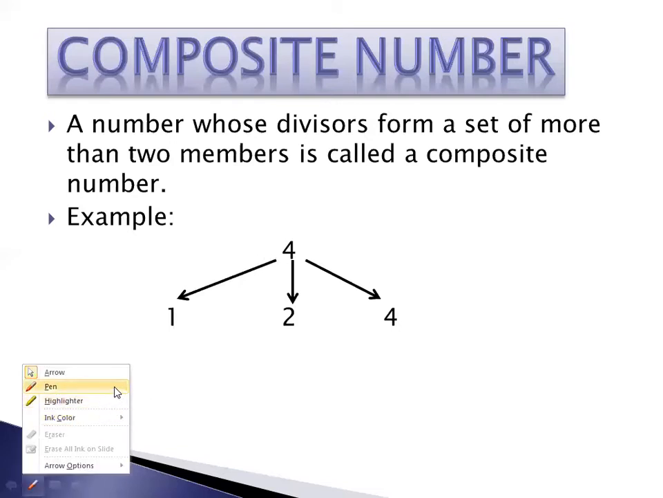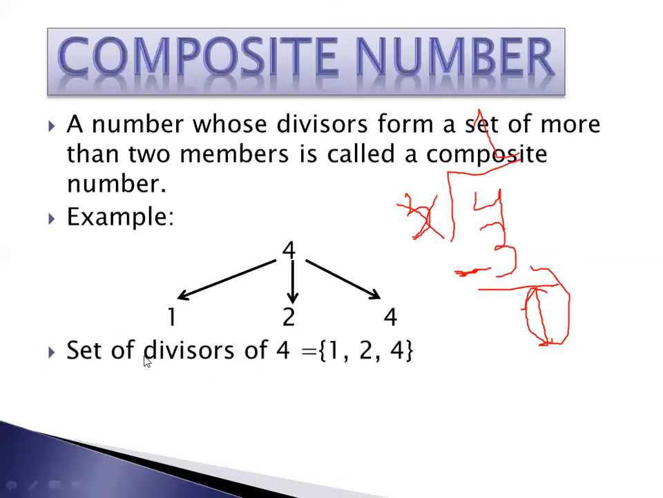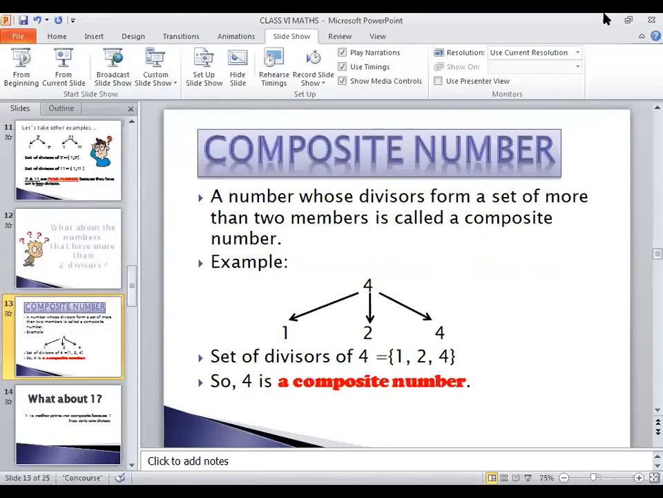Why not? Look here. If you want to divide 4 by 3, 3 into 1 is 3 and you get a remainder after subtracting. If you get a remainder, this is not a correct divisor. So your number 4 has only 3 divisors. That is, the set of divisors of 4 is equal to {1, 2, 4}. So 4 is a composite number. Why is 4 a composite number? Because it has more than 2 divisors. Understand?